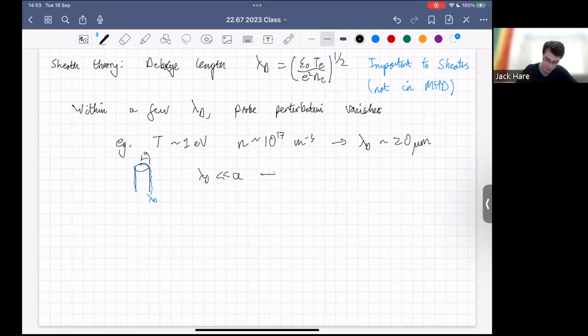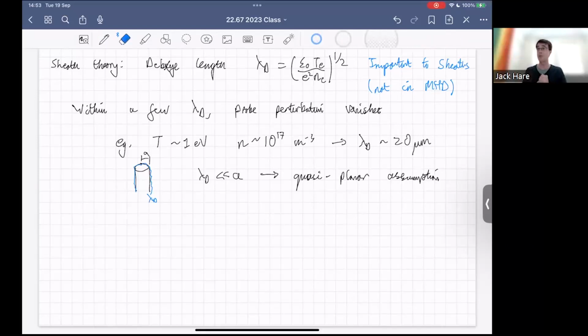And this leads us to being able to do, in most of our sheath theory, what we call a quasi-planar assumption. So we don't have to worry about the shape of the probe, we just worry about some infinite plane, and so we can treat this like a one-dimensional situation, which as you will see, the sheath equations are complicated enough without doing it in 1D. So this is a nice simplification to be able to do.